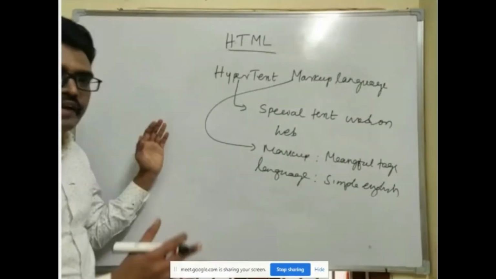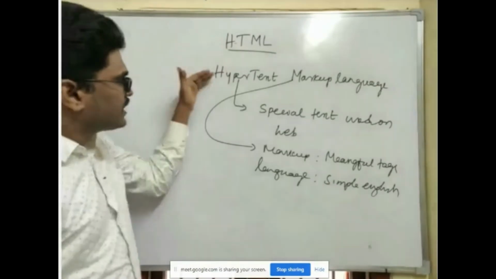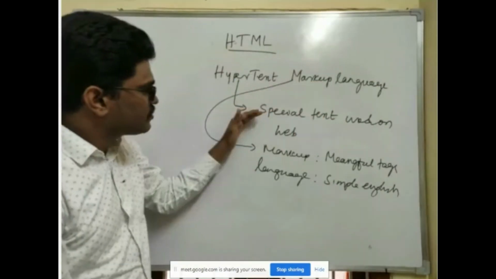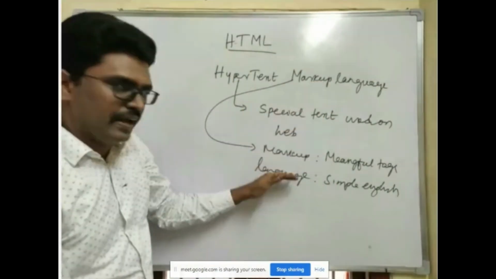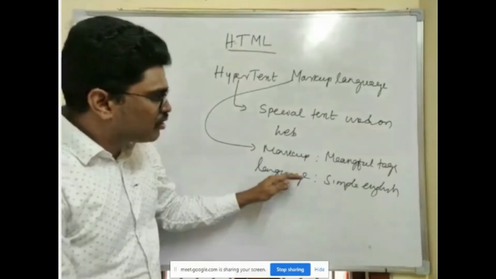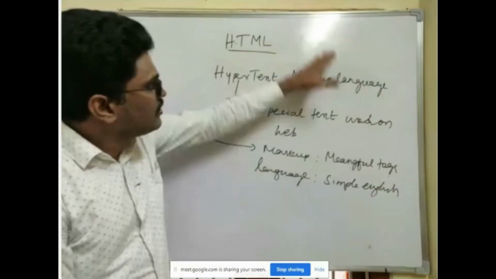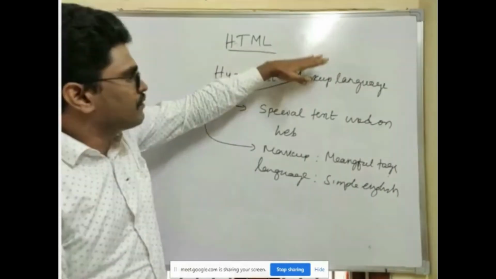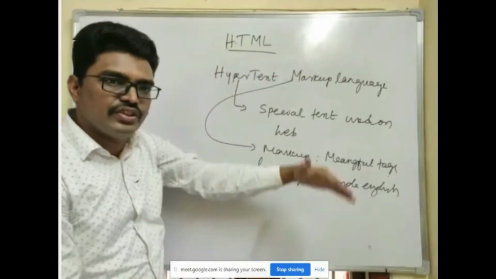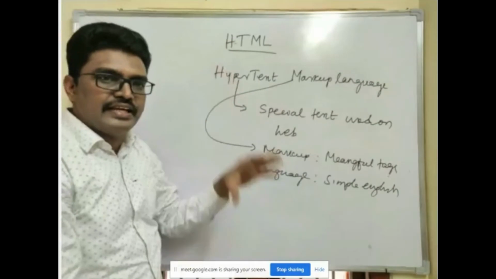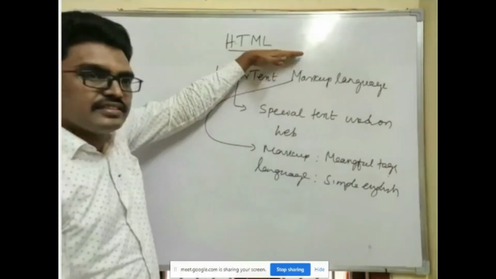So I will sum up the things. Hypertext markup language is a special text used on the web to convey or to design the meaningful tags such that you can design your web pages, or design the content on the web. To design the content on the web, you will be using this language.